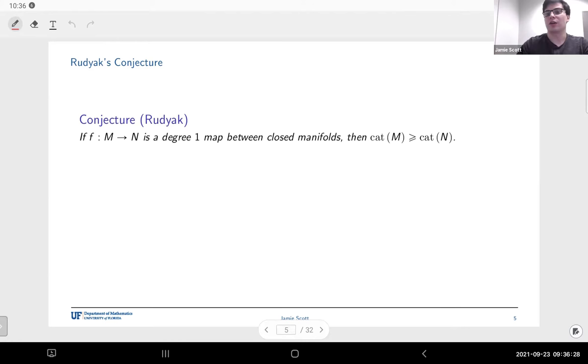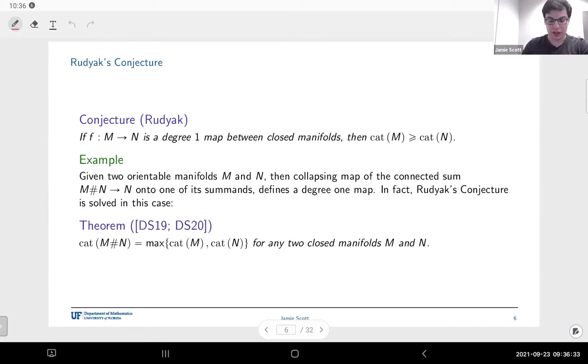An important example, though, is the case of two orientable manifolds, M and N, and we look at the collapsing map of the connected sum onto one of the two summands. And this defines a degree one map, of course, and it turns out that Rudyak's conjecture is true in this case. The category of M connected sum N is the max of the individual categories. And we'll actually be using this theorem later in the talk. Well, it's used for the LS category version of the result I'll be presenting today.